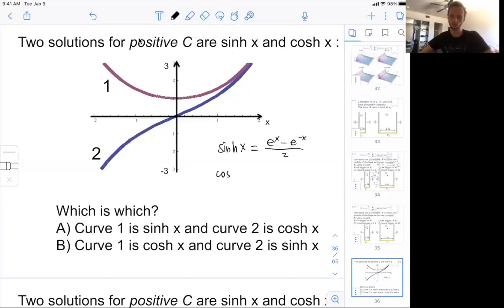This is sinh, and this is cosh. Cosh of x is e to the x plus e to the negative x divided by 2. So these are the two functions. Given that, which one is which? Can you pick out and separate one from another? If you wish to discuss, maybe a minute or two, less than 2 minutes in your breakout rooms, okay?